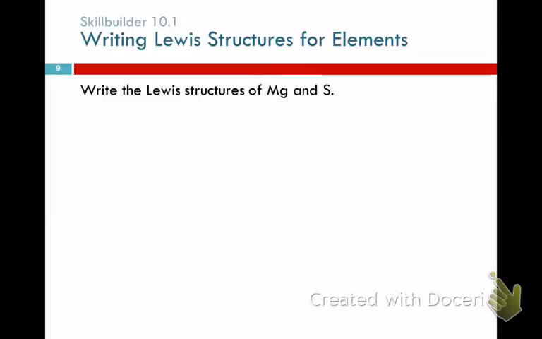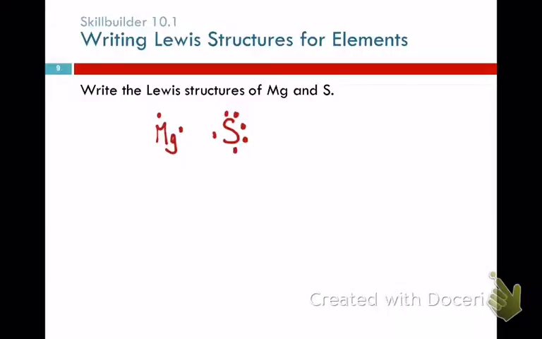So if I take magnesium, what's its Lewis dot look like? 2. So it's got 2 dots. I'm going to do this. And then I'm going to do sulfur. So it's going to have how many? 6. Like that. How many electrons does magnesium have to give away? 2, right? Sulfur needs 2 to make its octet.